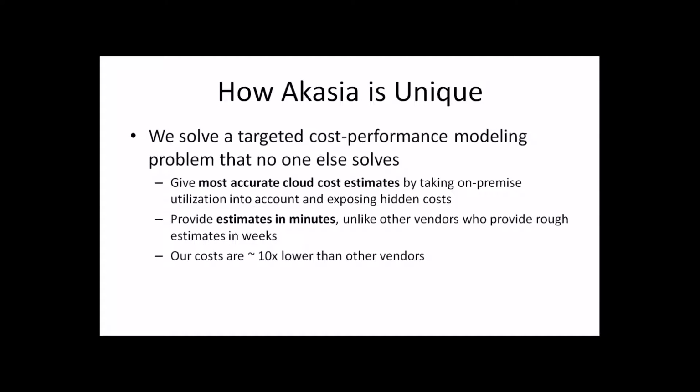Quickly spotlighting how we are unique. We solve a targeted cost performance modeling problem that nobody else solves in the industry today. So we give the most accurate cloud cost estimates by carefully taking the on-premise utilization into account and exposing the hidden costs, and providing estimates in minutes, unlike a lot of other tools that are larger, perhaps older, and they provide more rough estimates and they take weeks to provide that. We also discovered as we went through our sales process that our costs are roughly 10 times lower than other vendors. So this is a huge advantage to you, the customer.